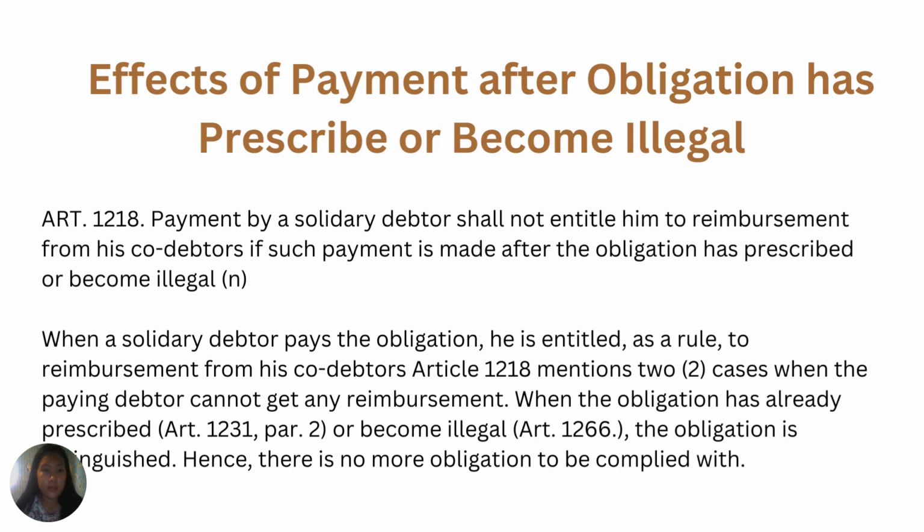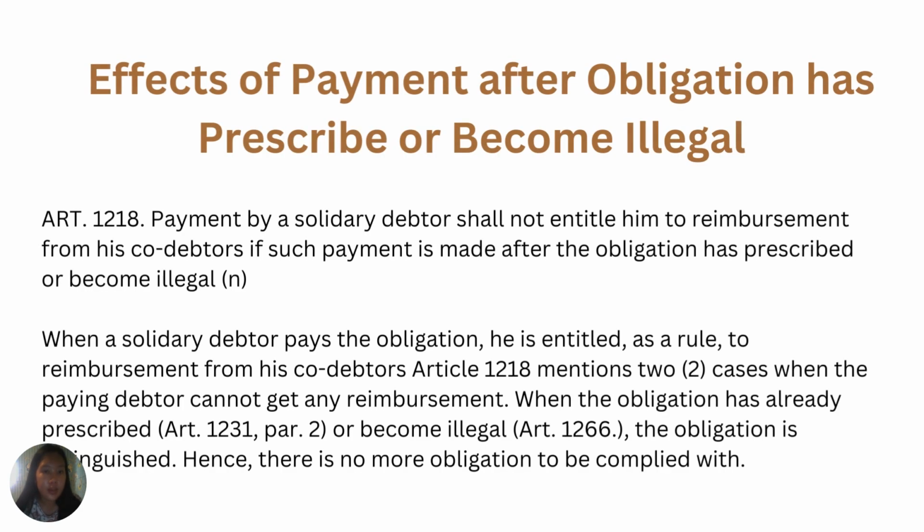Another example: A and B are solidarily bound to deliver 10 carabaos to C for slaughter purposes. Later, the lawmaking body passed a law which prohibits the slaughter of carabaos. If A nevertheless delivered the carabaos knowing that the slaughter of carabaos is already prohibited by law, he cannot get any reimbursement from B because the payment was made after the obligation had become illegal.